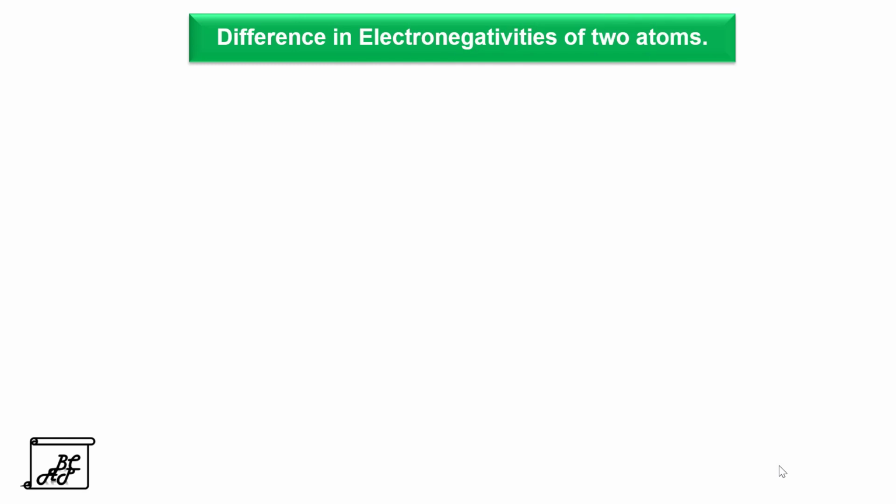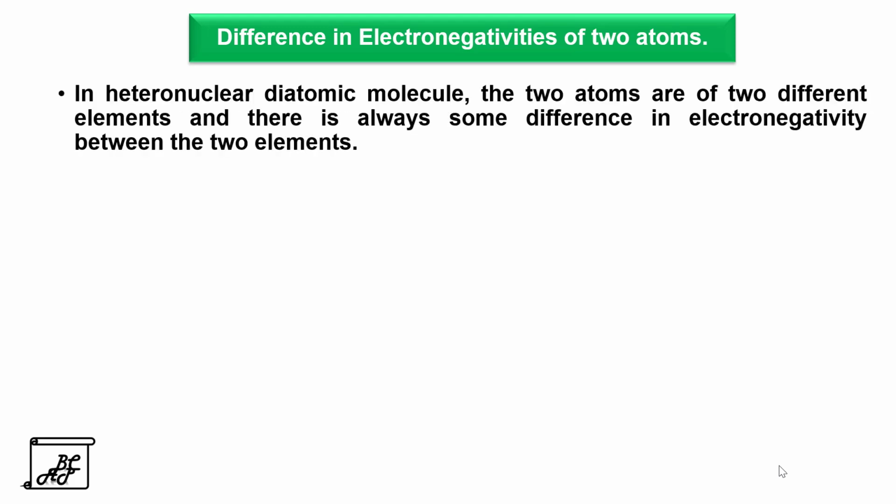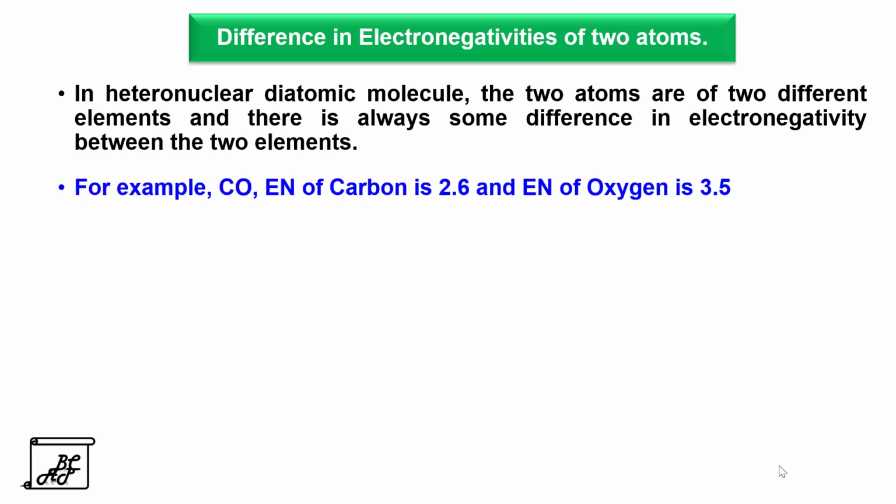Let's see the first principle, that is difference in electronegativities of the two atoms. In the earlier videos we have studied homonuclear diatomic molecules where the two atoms are of same element. But in case of heteronuclear diatomic molecule, the two atoms are of two different elements and there is always some difference in the electronegativity between the two elements. For example, in case of carbon monoxide, electronegativity of carbon is 2.6 whereas electronegativity of oxygen is 3.5.